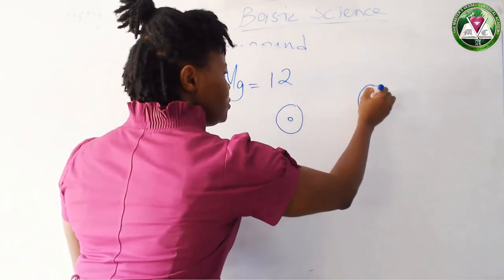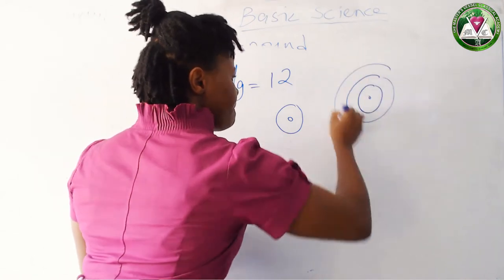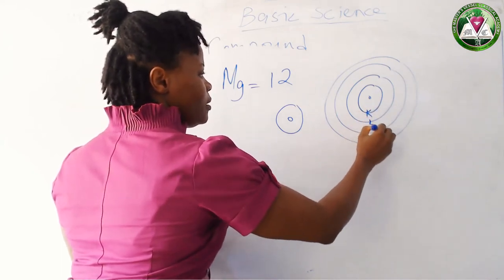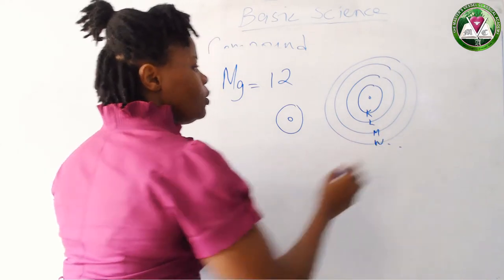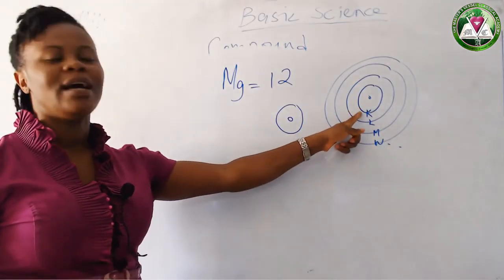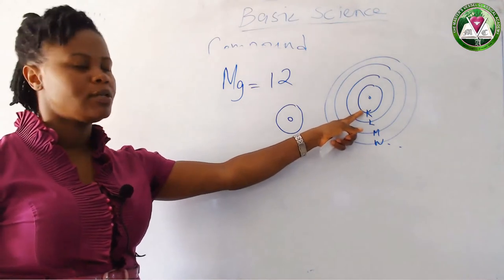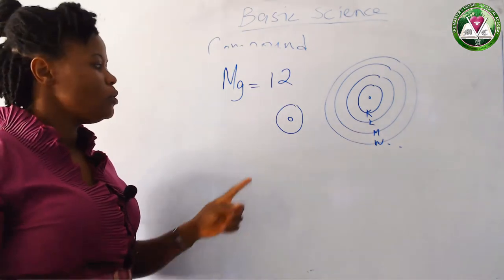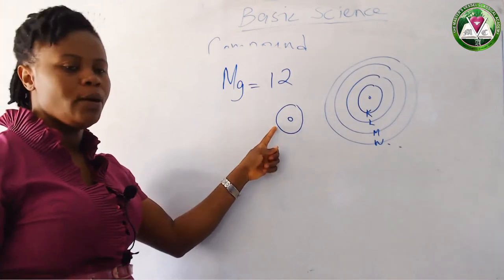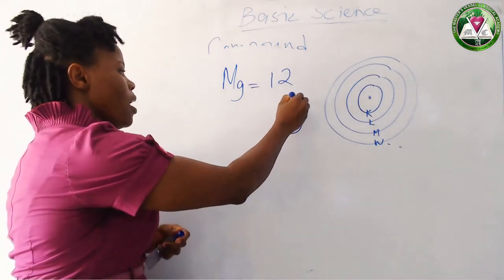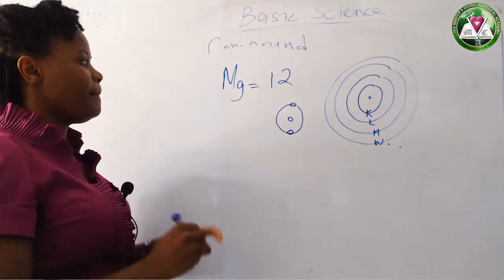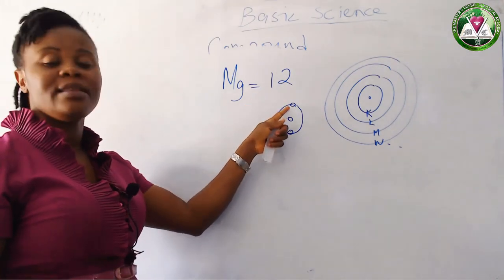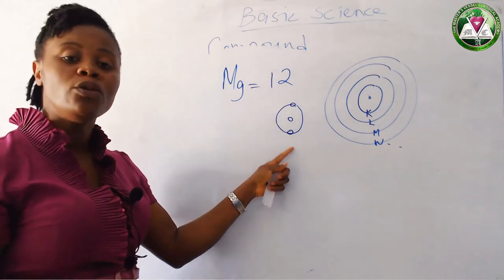Let me draw the shells here. Maybe you have forgotten them. We have K shell, L shell, M shell, N shell, and so on. Now, I said that K shell can only take 2 electrons. L shell and others can take 8 electrons. So, in drawing this structure now, I will put the electrons 1, 2. Magnesium has 12 as its atomic number. I've represented 2 and there's still 10 remaining. What then? What do I do next?